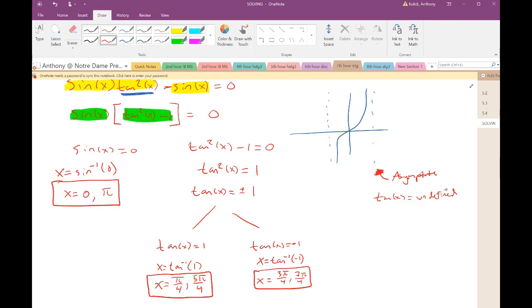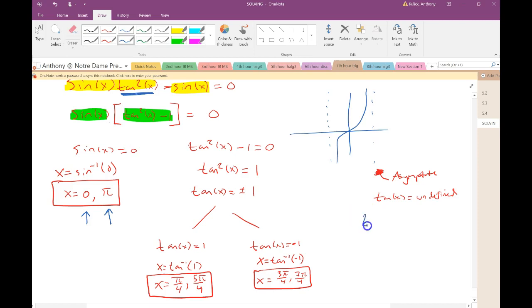What I need to check is to make sure tangent is not undefined at either of those 2 places. Because if tangent is undefined there, it doesn't matter if sine x is equal to 0 there. This equation will be undefined and not 0. So that's the last thing I need to do, is I need to check.